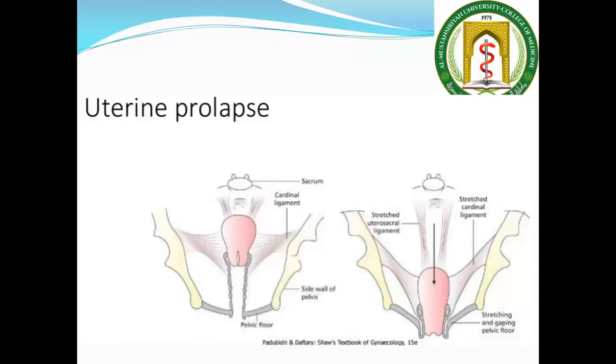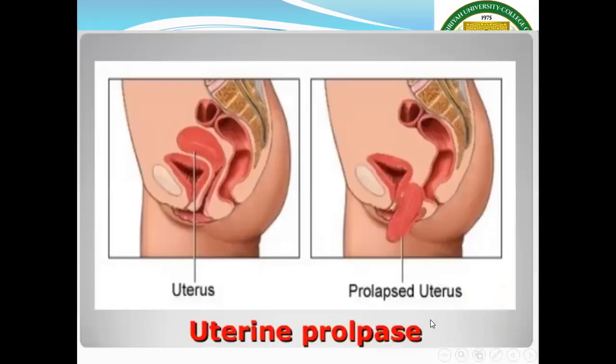The uterine descent: you see here the uterus supported in place by the ligaments and fascia. Once there is a damage, there will be descent of the uterus downward. This is the uterine descent. Here the uterus in normal position above the bladder, and here it is descended downward into the introitus, and here it is passing the introitus to the outside. So this is a uterine descent.